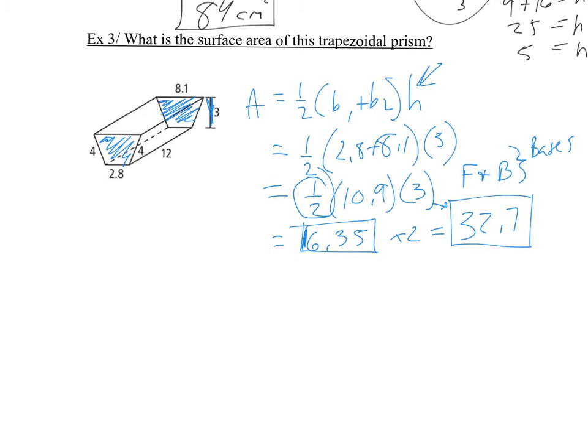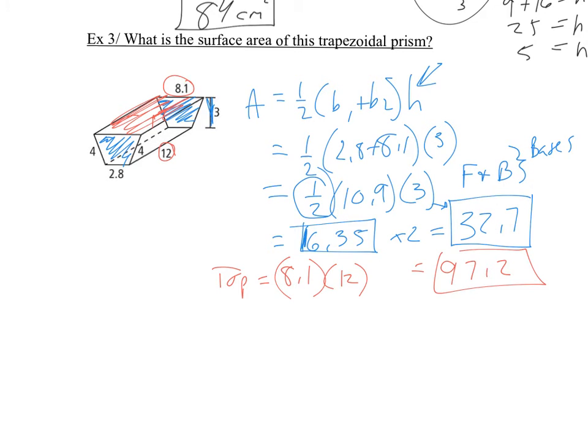So I've got to calculate the top face. That's going to be 8.1 times 12, right? Because this is a length of 12. So the top is going to be 8.1 times 12. And that should equal 97.2.